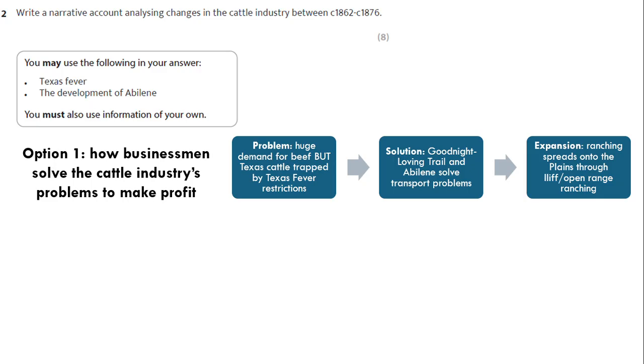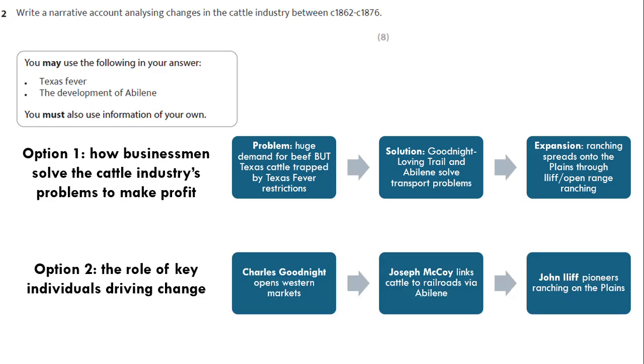So the problem is there's huge demand for beef, but the Texas cattle are trapped by Texas fever restrictions. The solution is the Goodnight-Loving Trail and Abilene, getting the cattle to new places which don't go through Kansas, Missouri. And then the expansion, you've now then got ranching, which spreads onto the plains through John Iliff and open range ranching. That's option 1. Option 2 is slightly safer.